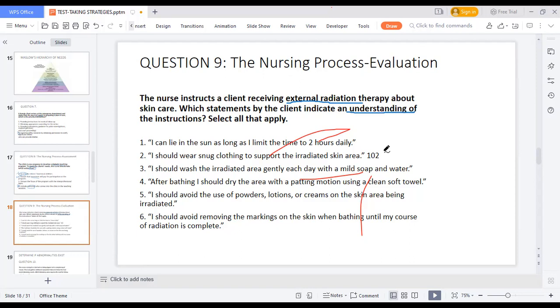Let's go. I can lie in the sun as long as I limit the time to 2 hours. No, a client receiving radiation therapy, you don't do that.